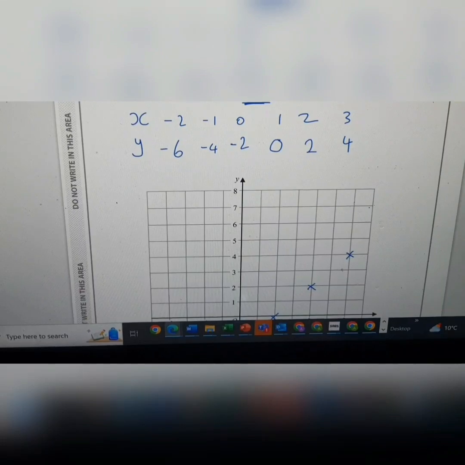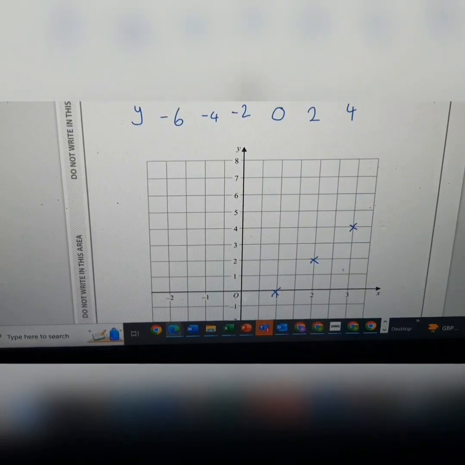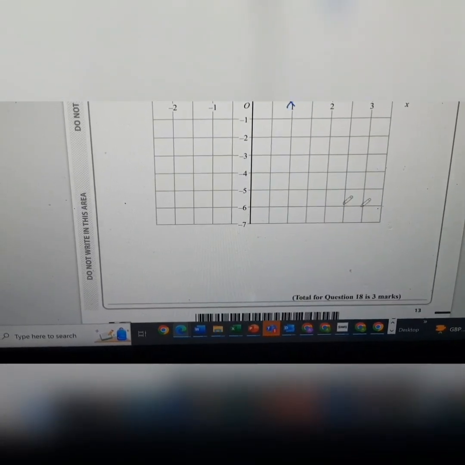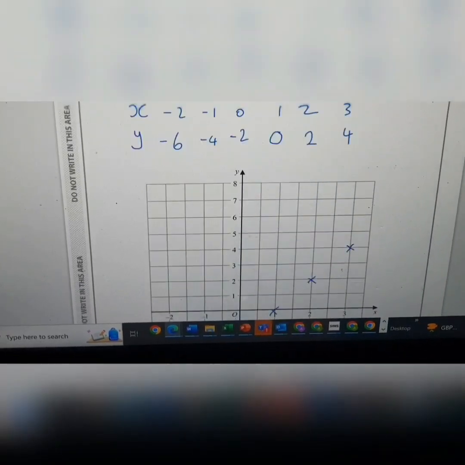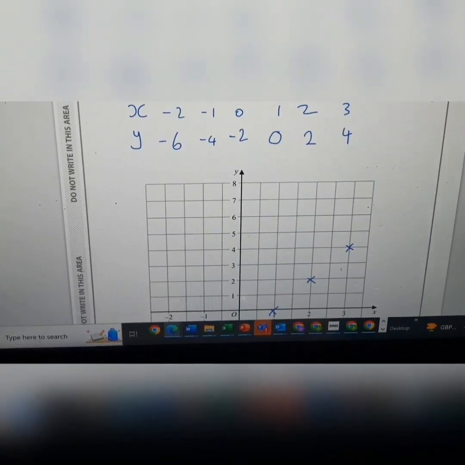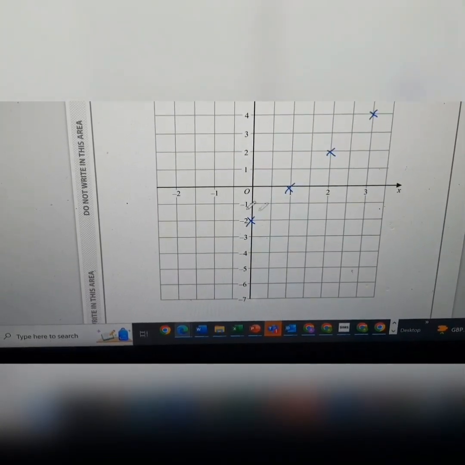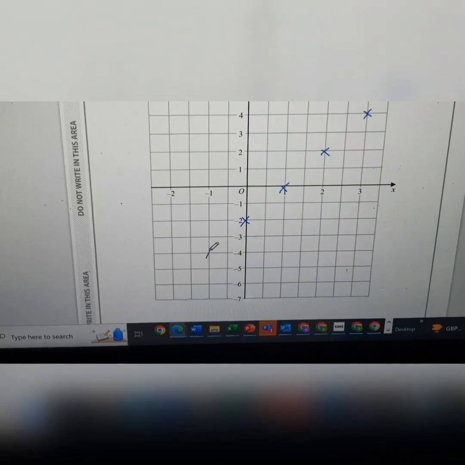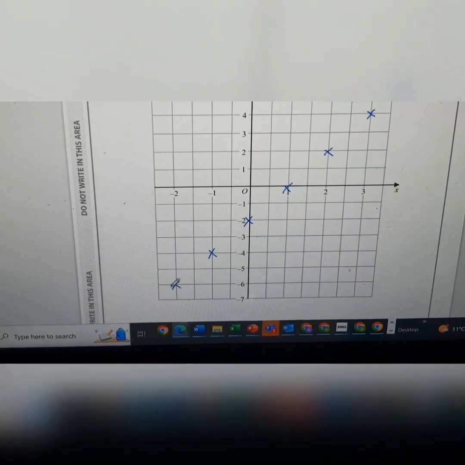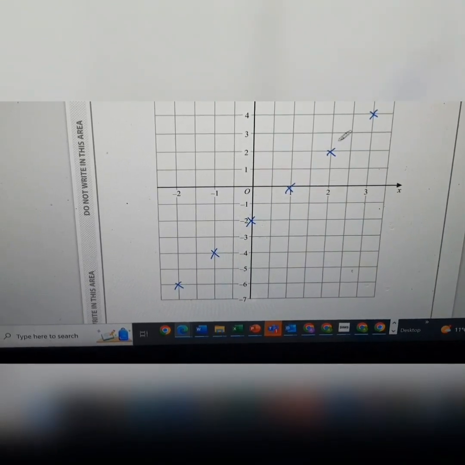So let's plot the rest of the points. So 0, -2. 1, -4 and -2, -6. So -1, -4 is here and -2, -6 is down here. So you would be expected to complete this with a straight line, complete the coordinates that you've plotted with a straight line.